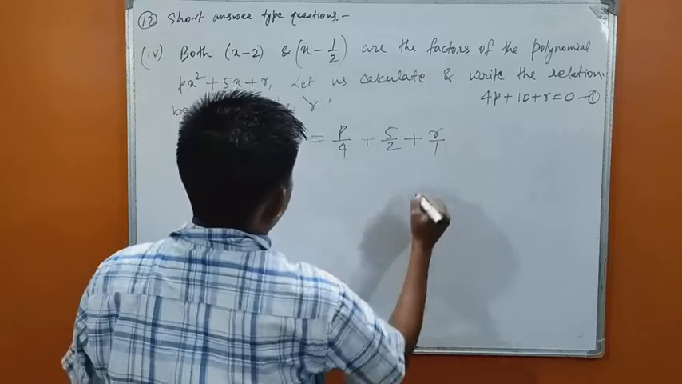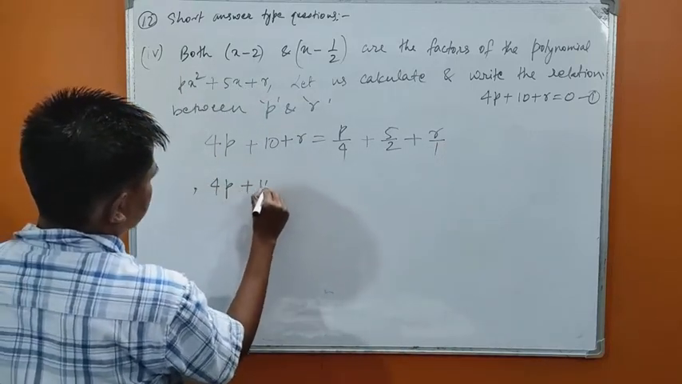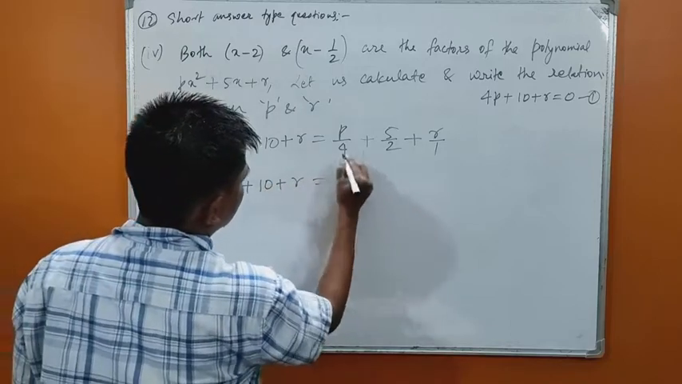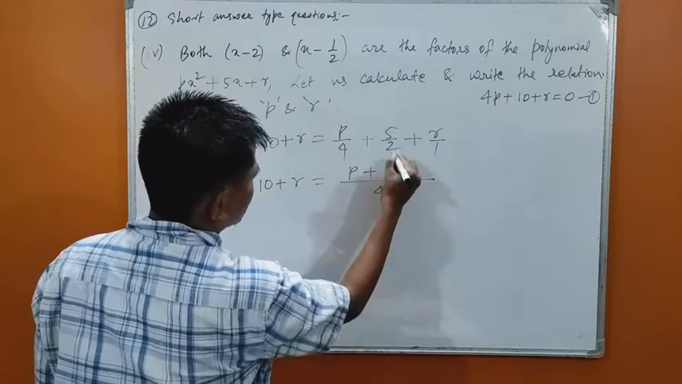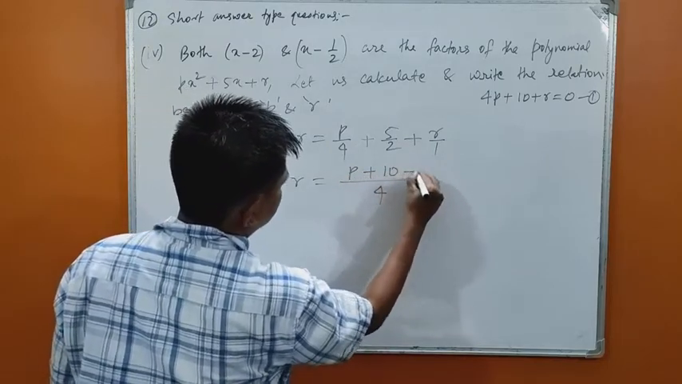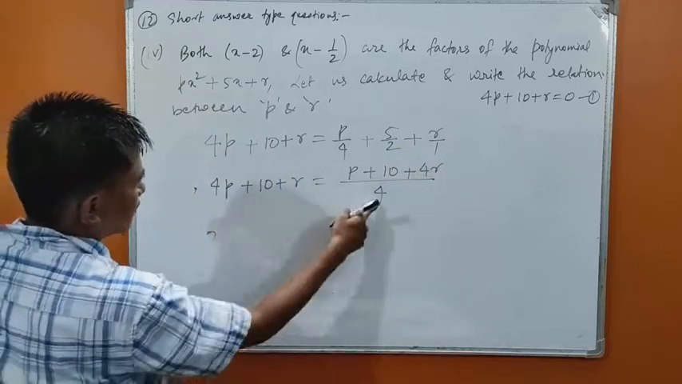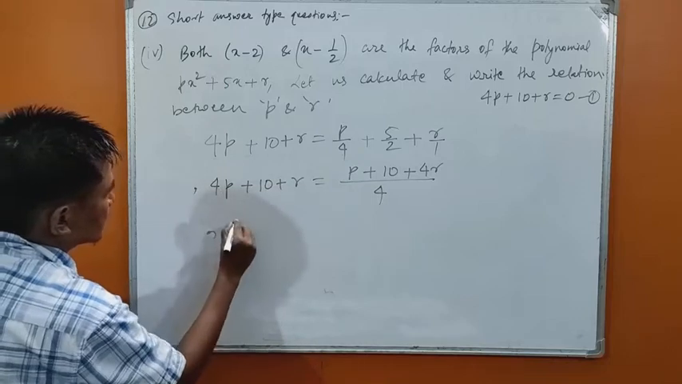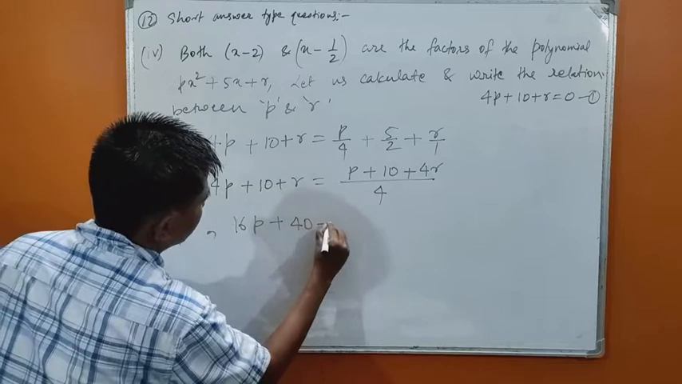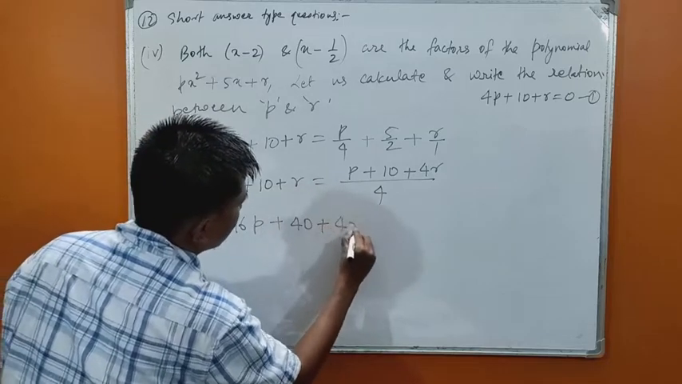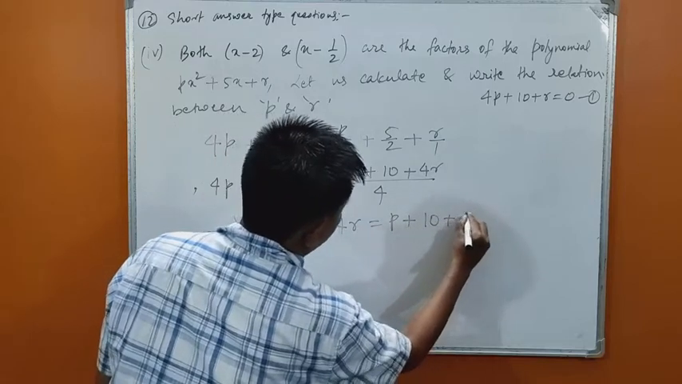We have 1 here in the denominator. Now let us take the LCM. 4p plus 10 plus r equal to 4, 2 and 1. LCM will be 4. Here comes p, plus 2 into 5, 10, plus 1 into 4 is 4, 4 into r is 4r. Now let us cross multiply this 4 here. 4 into 4 is 16p, plus 4 into 10 is 40, plus 4r equal to p plus 10 plus 4r, isn't it?